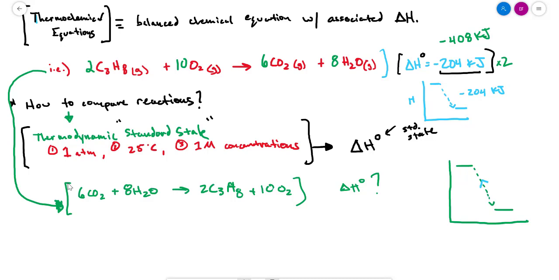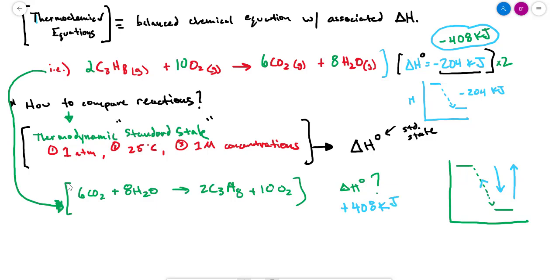What happens to delta H? Remember, delta H in the forward direction as written was minus 408 kilojoules. So if we got 408 kilojoules when we went downhill, how much energy would we have to put in to run the reaction in the opposite direction? Hopefully you say the equal and opposite, which would mean that the delta H here would be positive 408 kilojoules. And that's going to be the case.